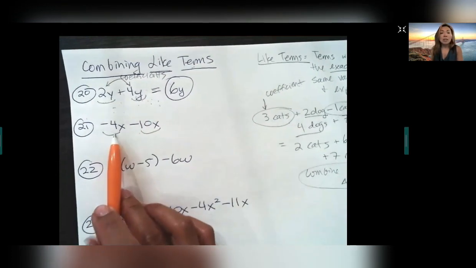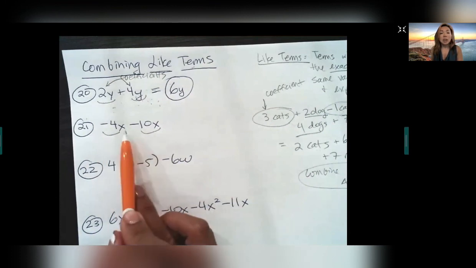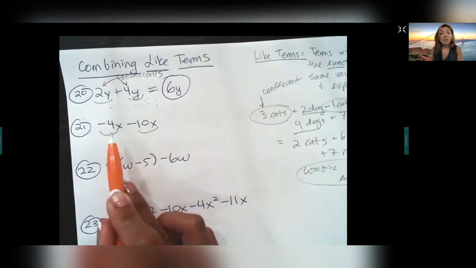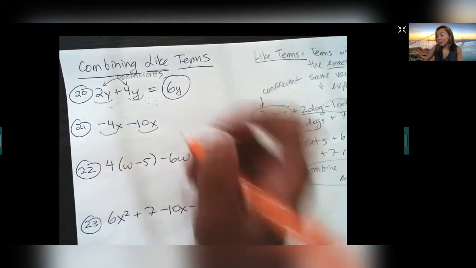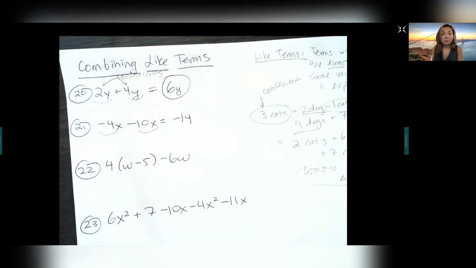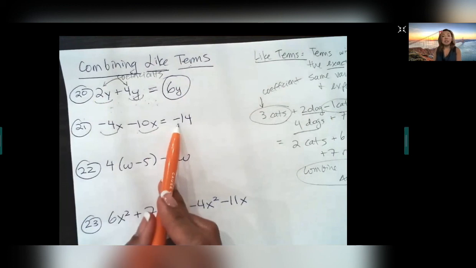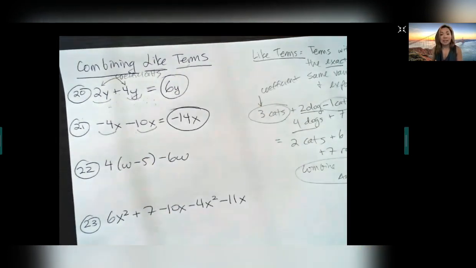Number 21, I asked myself, okay, I'm subtracting. So are these like animals? And the answer is yes. Here's an X and an X. So I'm going to combine the coefficients. -4 minus 10, I'm going to get -14, because I'm moving to the left 4 and moving to the left 10. So it's a total of -14. And then the animal stays the same, so I get negative 14x.